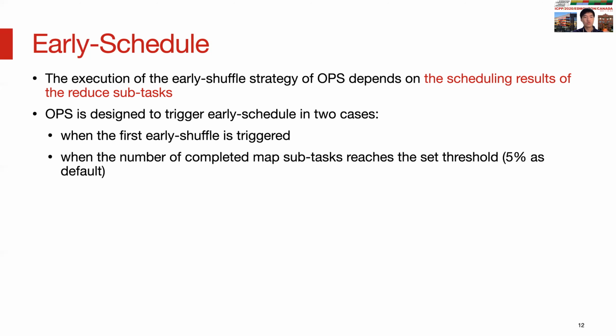Ops is designed to trigger early scheduling in the following two cases. The first is when the first early shuffle is triggered and the number of completed map subtasks reaches the set threshold, according to the result of early scheduling. If the storage memory of Ops is fully allocated, early merge will be blocked, leading to the blocking of all map subtasks. So when the memory usage reaches the threshold, Ops proactively triggers early shuffling to avoid the mentioned situation.